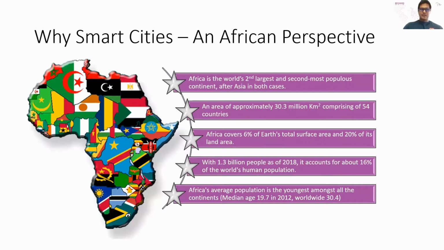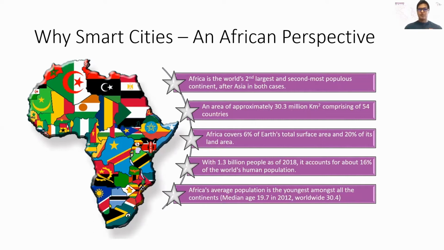I had shown this last year, but I thought it is still quite pertinent. So just as a reminder, why smart cities? If we look at Africa as a continent, we are the world's second largest and second most populous continent after Asia in both cases. That is quite a stat, right?